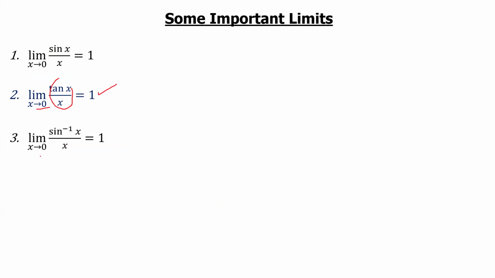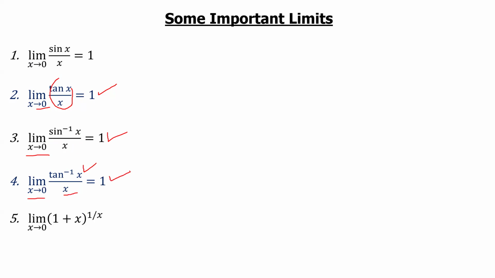Some important limits. These are some important limits which are useful while finding the limit of some complicated functions. The first formula is limit of sin x upon x when x tending to 0, which is equal to 1. Limit of tan x upon x when x tending to 0 is also equal to 1. Limit of sin inverse of x upon x when x tending to 0 is also 1. Limit of tan inverse of x divided by x when x tending to 0 is also 1.